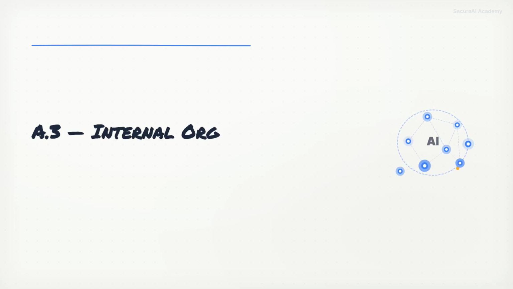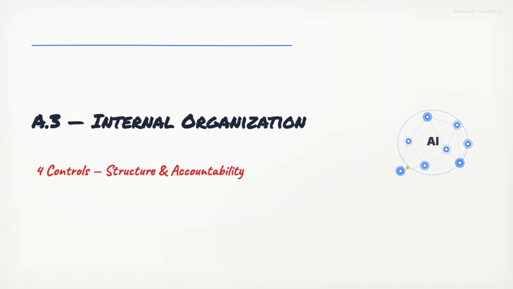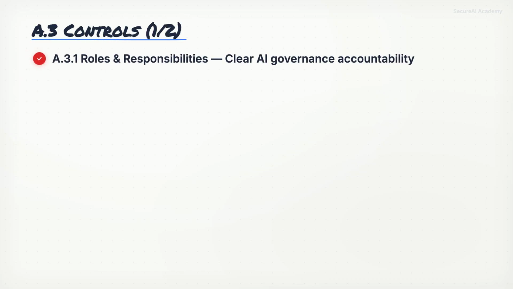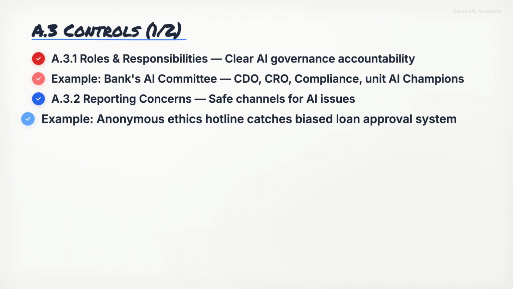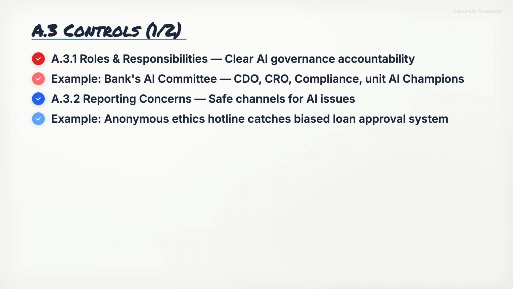Domain A3 is about internal organization, who does what, how to report problems, and keeping track of your AI systems. 4 controls. Control 1. Roles and responsibilities. Define who is accountable for AI governance. Example: a bank creates an AI governance committee. The chief data officer owns data quality. The chief risk officer manages AI risk assessments. The head of compliance ensures regulatory alignment. And each business unit has an AI champion who reports to the committee monthly.